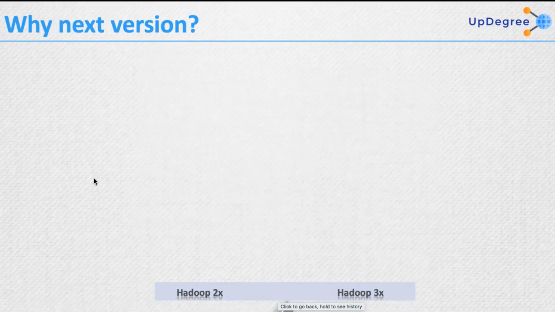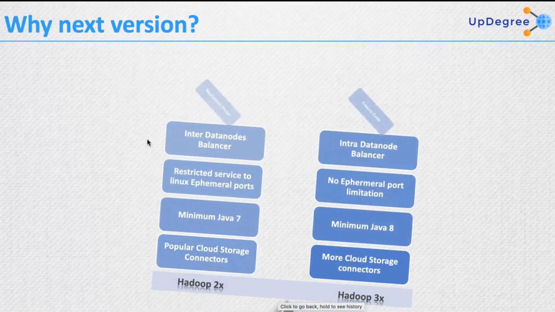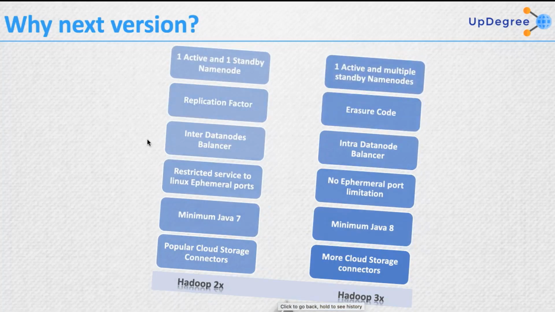So this is what you can see over here. We are going to do a simple comparison, and later on we are going to talk about each of these sections, how they differ in 2x and 3x. Let's start from the top rather than from the bottom.